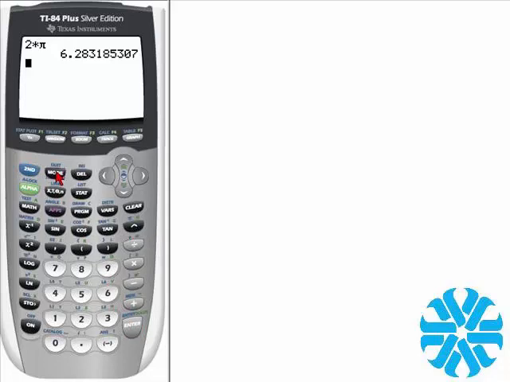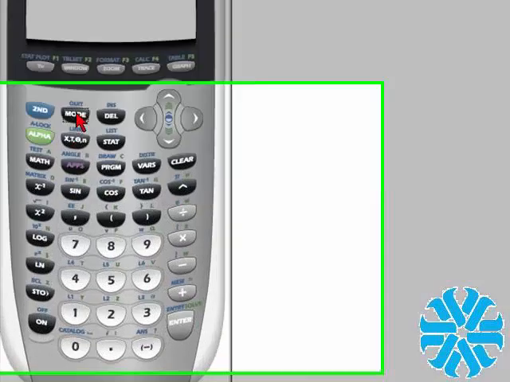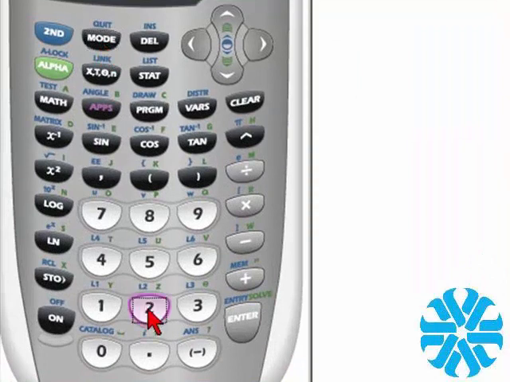On the screen, I already have computed 2 times pi in the floating point decimal mode. So we can compare our result in the floating point decimal mode to the fixed decimal mode. Now let's do the same calculation. That is 2 times pi.